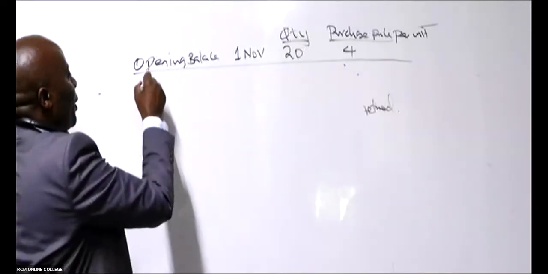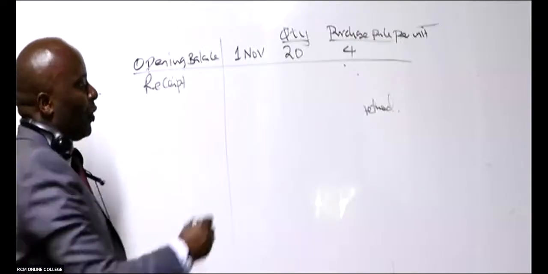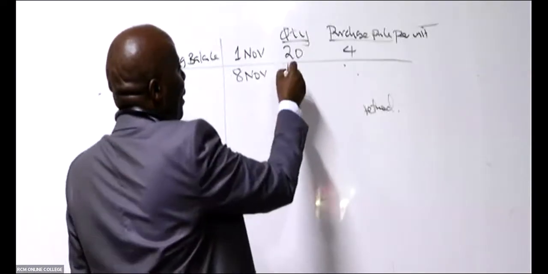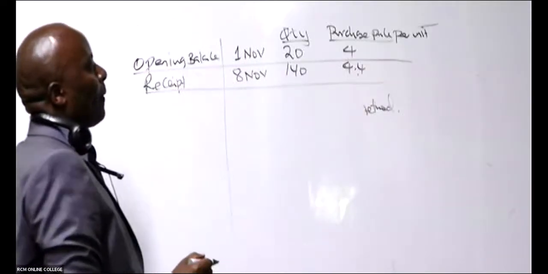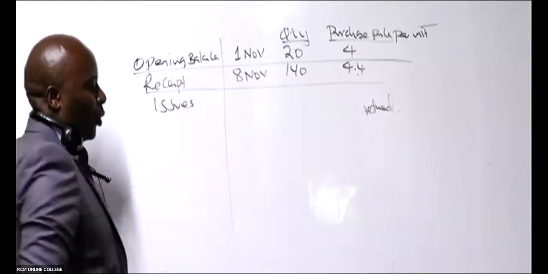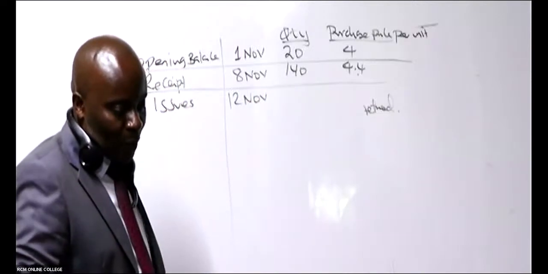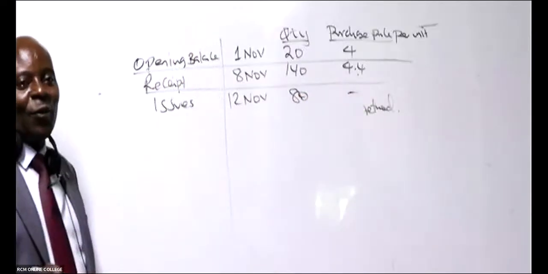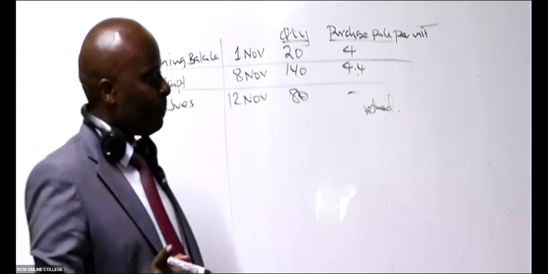We received, so receipt, ladies and gentlemen. We have 8th November. The quantity was 140, and each unit was going for 4.4. Then we had the issues. That was on the 12th of November. We issued 80. Whenever you're issuing, the purchase price cannot be given, and if it's given, it is irrelevant.